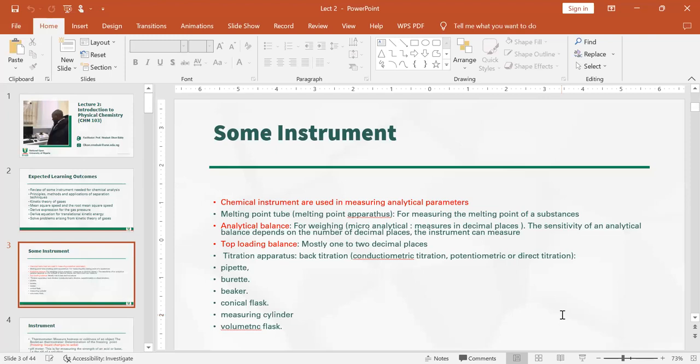So we have some instruments we use for titration, and that is the burette. We can have conductometric titration. We have different types of titration. Conductometric titration means we need to have a conductivity meter. We have a pH meter. And we have many different types of titration, but the commonest titration at this level uses the pipette, the burette, the beaker, the conical flask, the measuring cylinder, and then the volumetric flask. That's what you require.